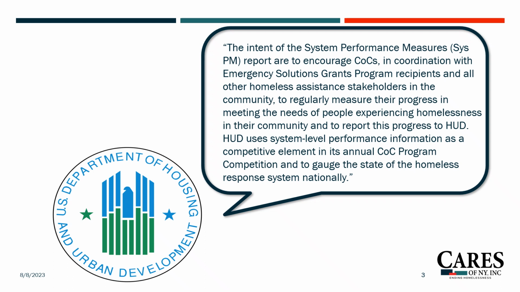The System Performance Measures report is a required report submitted to HUD that is generated from a community's HMIS data. This report looks at how each community's homeless system is performing. It's important to note that while the report is looking at the data at the system level, each agency that enters into the HMIS is reflected. Additionally, HUD uses this data as a competitive element in the annual application for CoC funding.